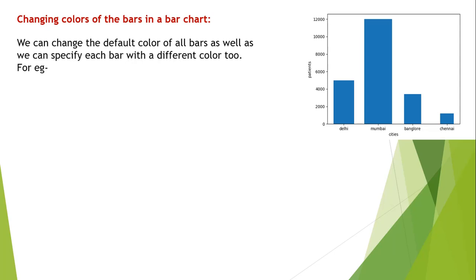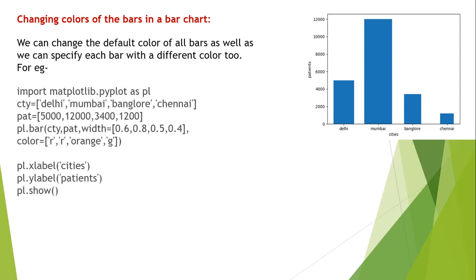Changing colors of the bars in a bar chart. Now see, the example we have right now has a similar color for all the bars. Earlier the width of the bars was also the same and the color of the bars was also the same. Now we have changed the width, as we have seen in the previous slide. But here you can see the width is changed but the color is still the same. Now what if you wanted all the bars to have different colors? We need to see how we can specify each bar with a different color. Let's see an example here.